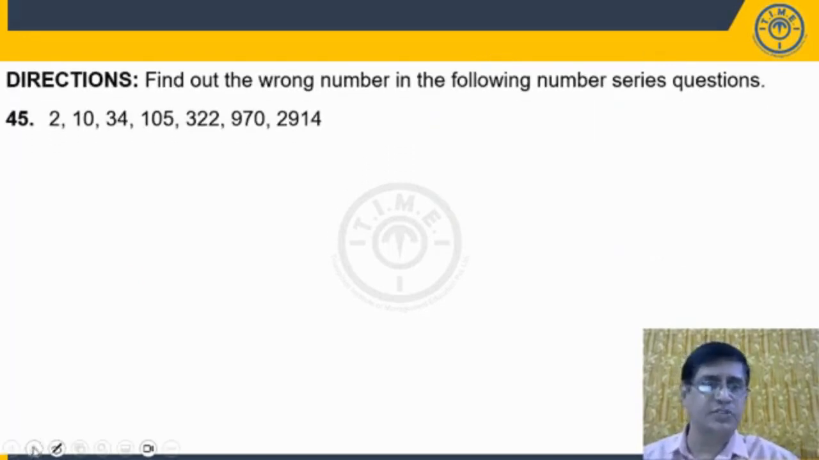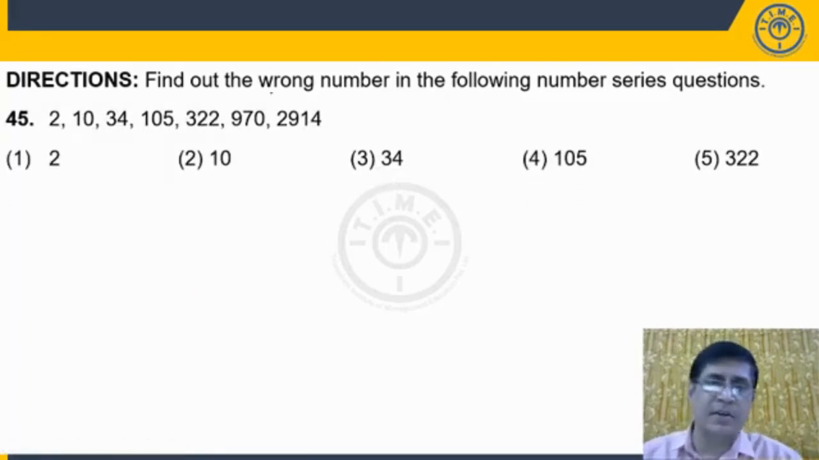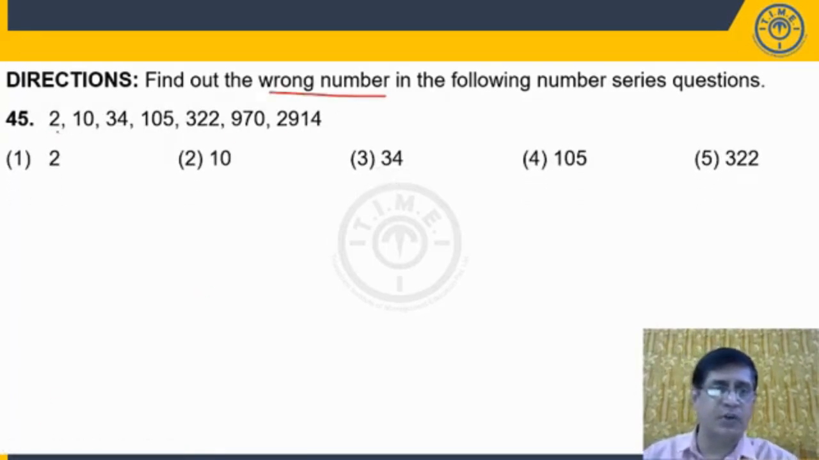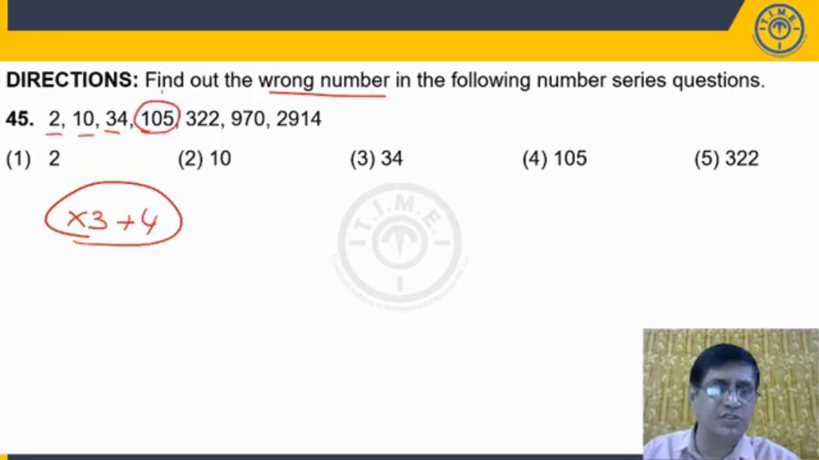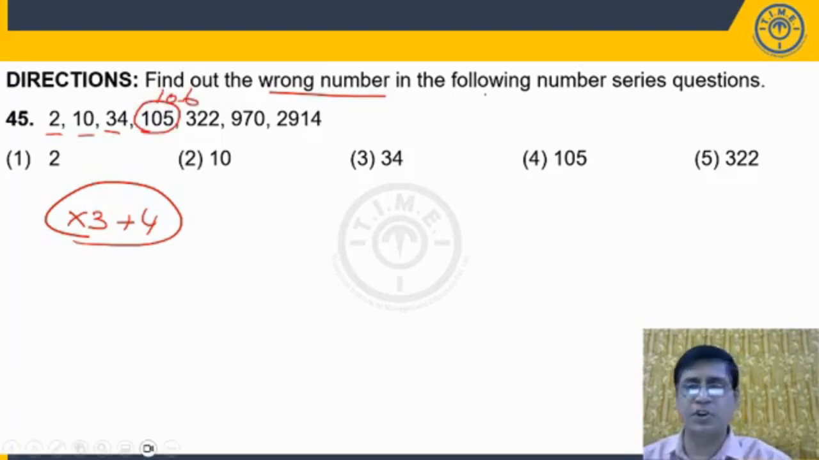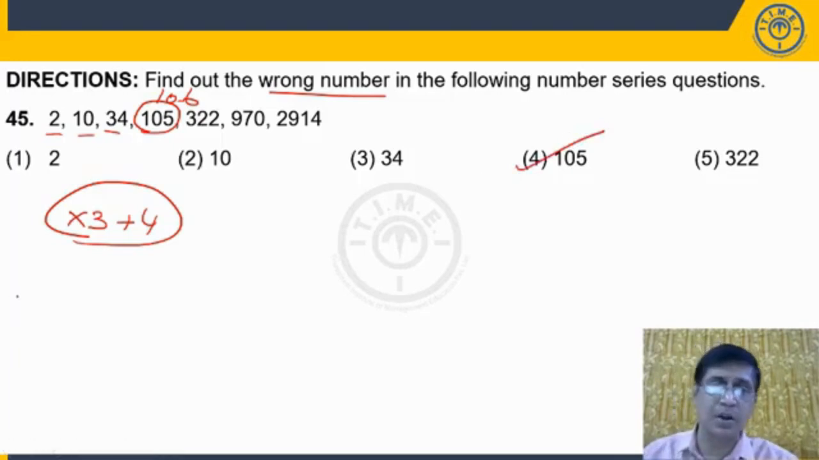Now look at the next set of questions. Find out the wrong number. The wrong number in the given series is to be found. Here just look at 2, 10, 34 and so on. Here it is following a sequence of times 3 plus 4. 2 into 3 is 6 plus 4, 10. 10 into 3 is 30 plus 4, 34. 3 into 34 plus 4, it is 106. So the right answer is option number 4. So what is the sequence? Into 3 plus 4.